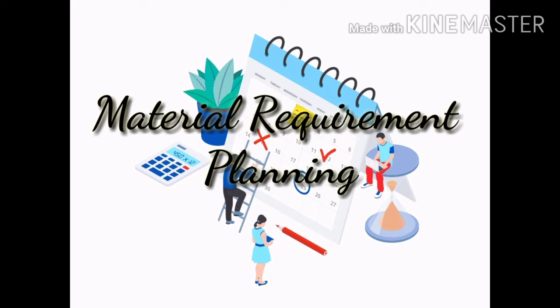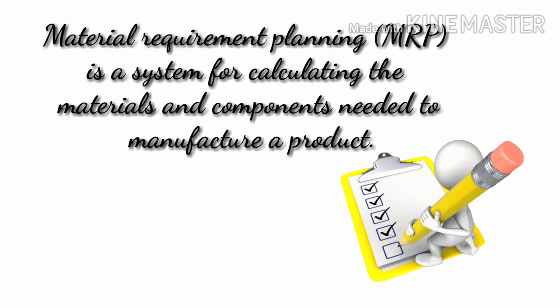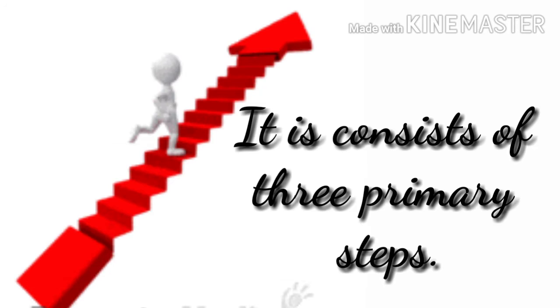Material Requirement Planning. Material requirement planning is a system for calculating the materials and components needed to manufacture a product. It consists of 3 primary steps.